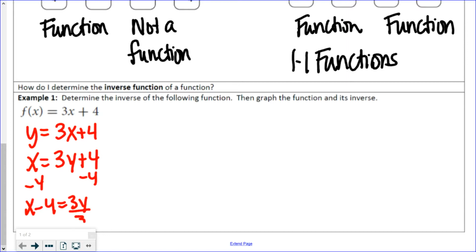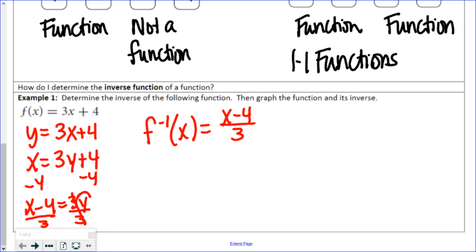And then I'm going to divide by 3. So the inverse of this guy is x minus 4 divided by 3. So these guys canceled. I got y is equal to this guy. Last step is to change it, put it back into function notation.